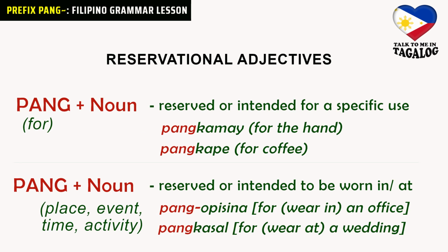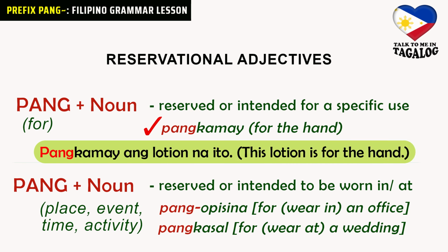Next, we have reservational adjectives. The prefix pang, if paired with a noun, translates to the English word for. So pang plus noun means reserved for or intended for. For example, pang plus the noun kamay, meaning hand, becomes pangkamay, which means for the hand. Example, pangkamay ang lotion na ito. This lotion is for the hand.